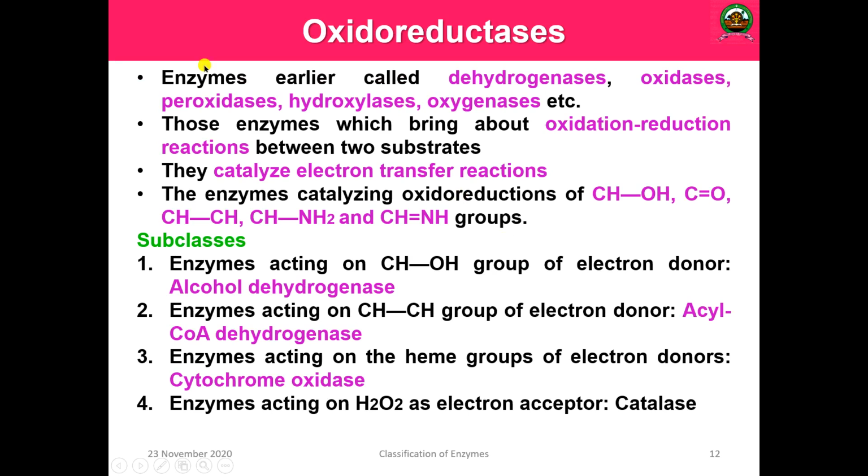Here, the enzymes earlier called oxidoreductases, which I told you bring about oxidation reduction reactions, were called dehydrogenases or oxidases or peroxidases or hydroxylases or oxygenases. So these are the major enzymes which come under oxidoreductases, the earlier names. So what is this? This is the enzyme which brings out the oxidation reduction reaction between two substrates.